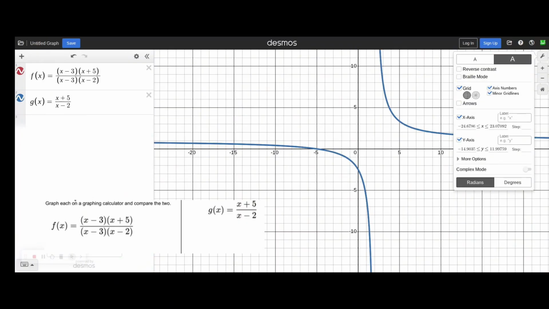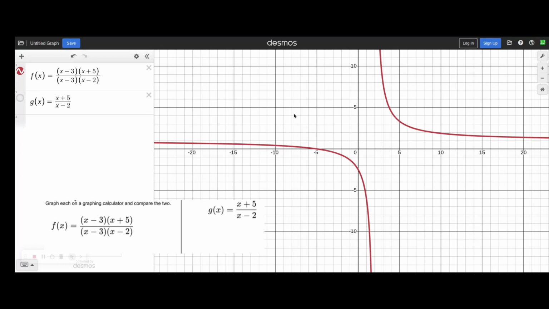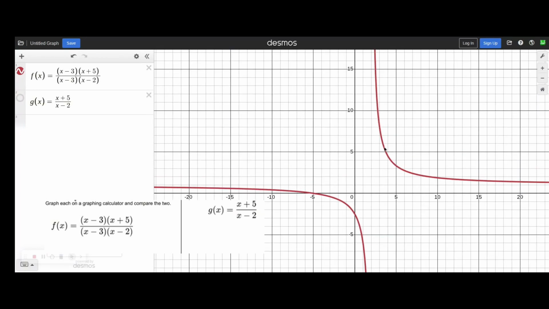Now, this is what happens. In this original problem, though, in f of x, I'm not allowed to plug in 3 because there's a hole there. So let's just look at the red one, see what happens when I scroll along 3, which will happen right around here somewhere. Ah, you see it? Undefined.